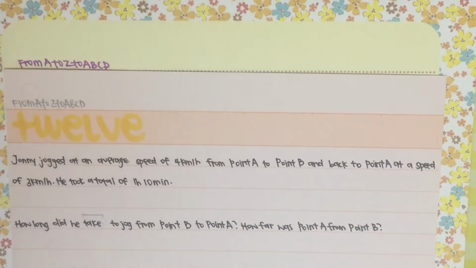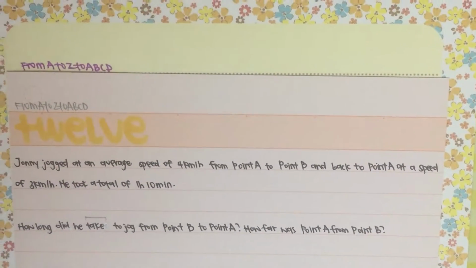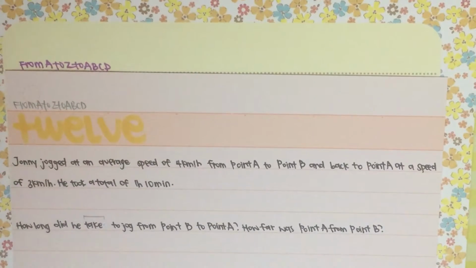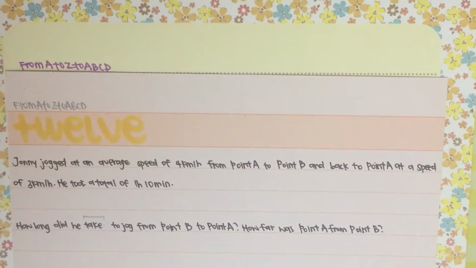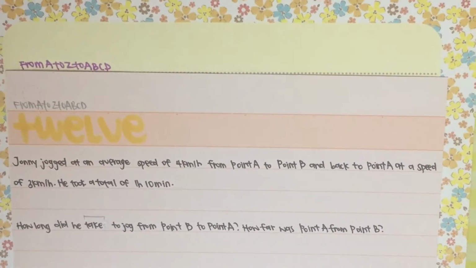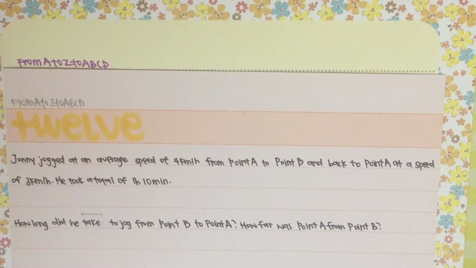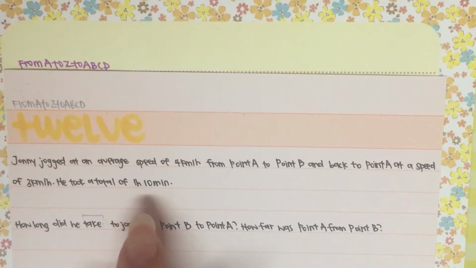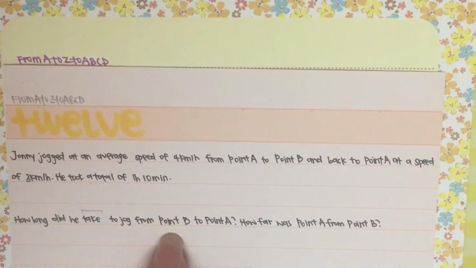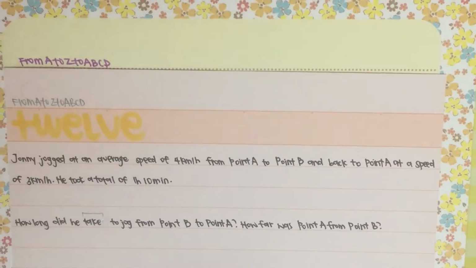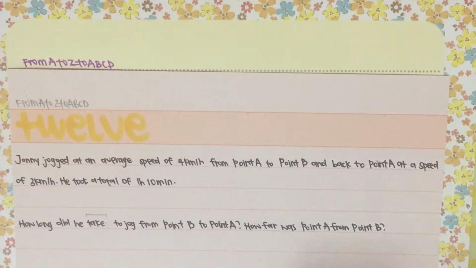Jonny jogged at an average speed of 4 km per hour from point A to point B and back to point A at a speed of 3 km per hour. He took a total of 1 hour and 10 minutes. How long did he take to jog from B to A? How far was point A from point B?